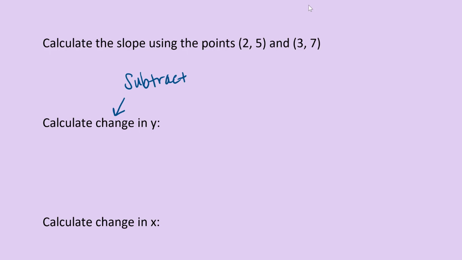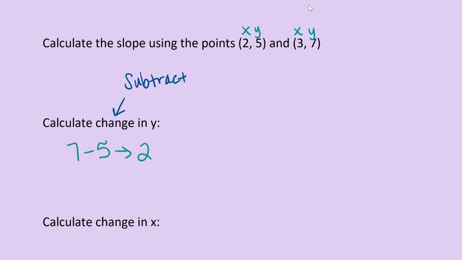So if we remember x comma y, 5 and 7 are my two y values. So I'm going to just go ahead and do 7 minus 5, which gives me 2.